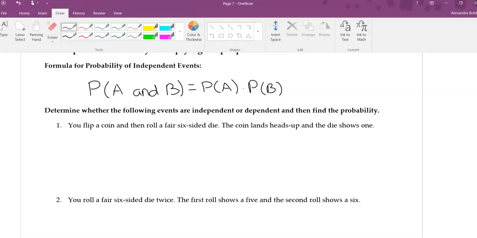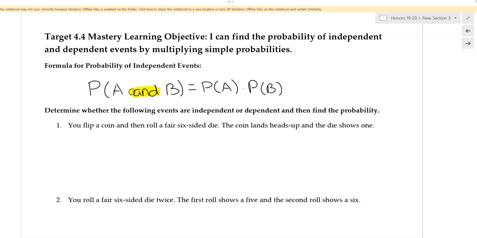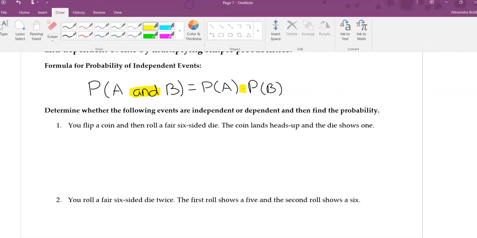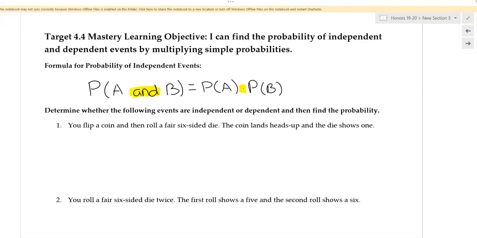And this word "and" is what we call our key word. Okay, so you see that word "and" tells you that you're multiplying. So looking at our first one, we want to determine whether the following events are independent or dependent, and then find the probability. Okay?